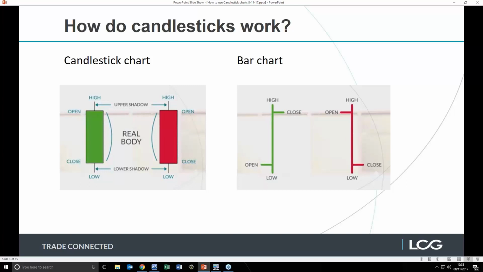Also the high, low, open and close. Now the candlestick chart shows it a bit more visually. So you have this real body as described in this picture here. On LCG charts by default, there'll be green and red, and that green body will be a period of time in which the price has risen. So it closed at a higher price than it opened, and the red will be the opposite.